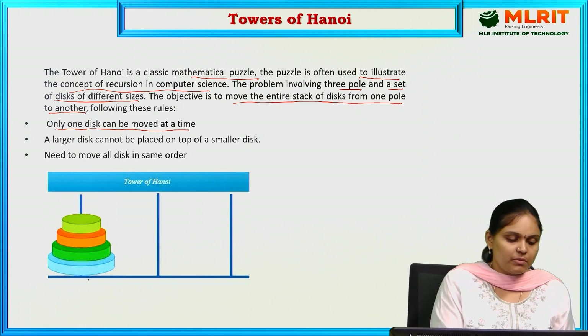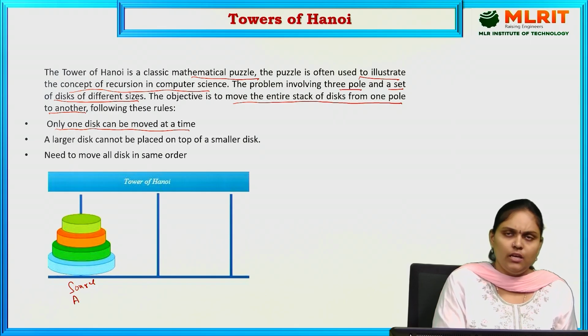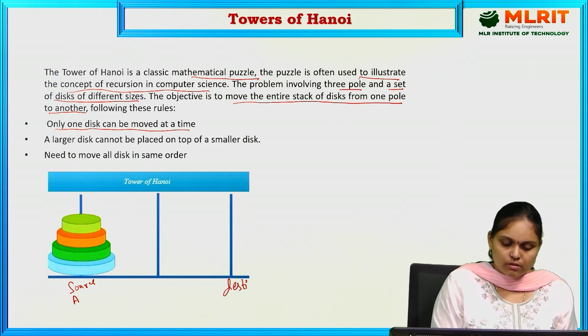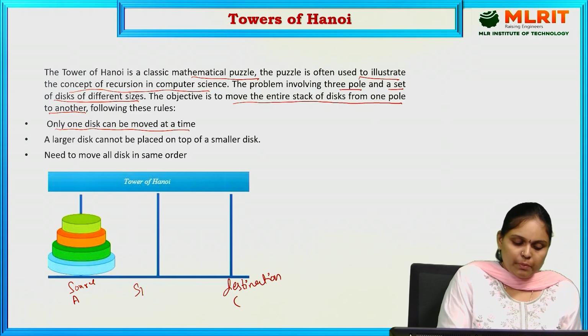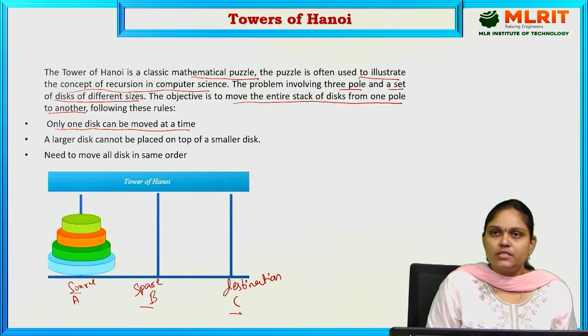See, this is the Towers of Hanoi problem. This is the source, and we also call it A, and this is the destination, so we can give it the name C. And this pole in between we call the auxiliary, and we give it the name B pole. The first pole is the source pole, the second pole is the auxiliary or B pole, and the third pole is the destination or C pole.